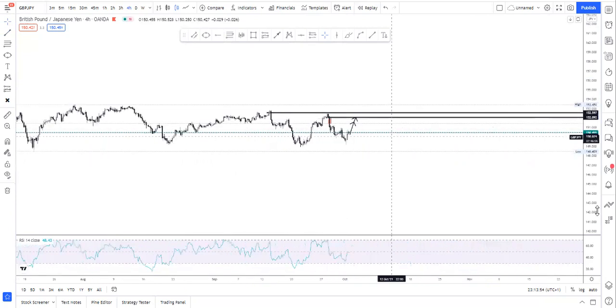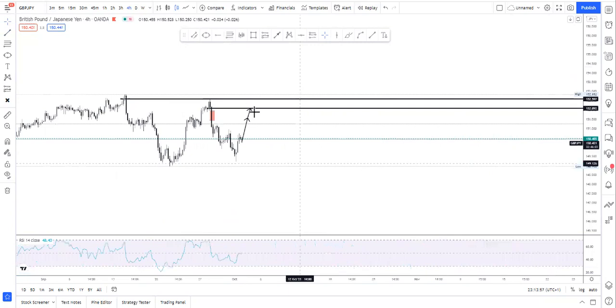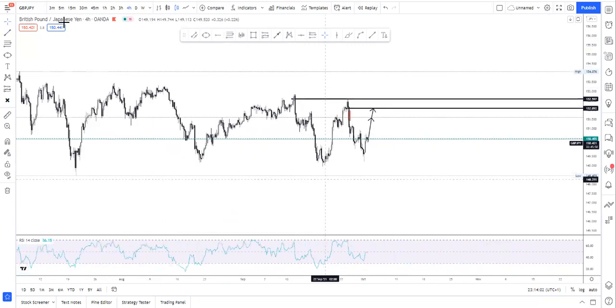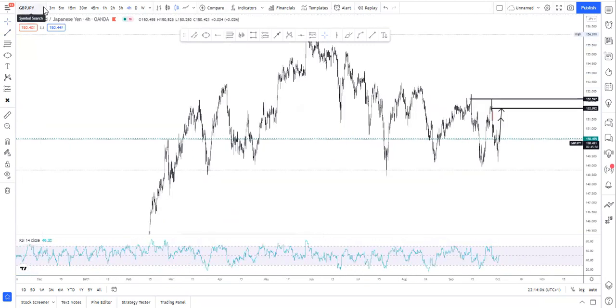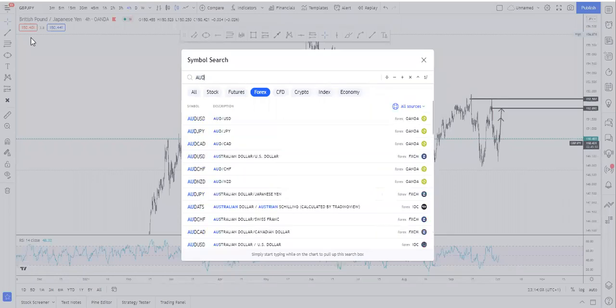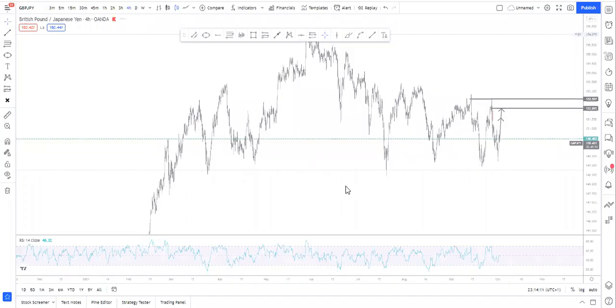So for GBP JPY this week, I'll just be looking out for price to go up here. Then we'll sit on our hands and see how price reacts from there. And the next I'll be looking out for is AUD USD.